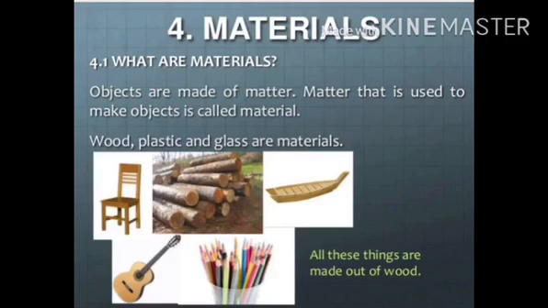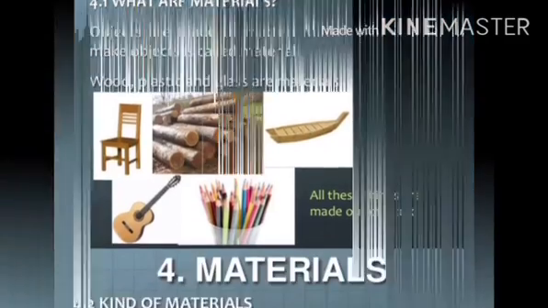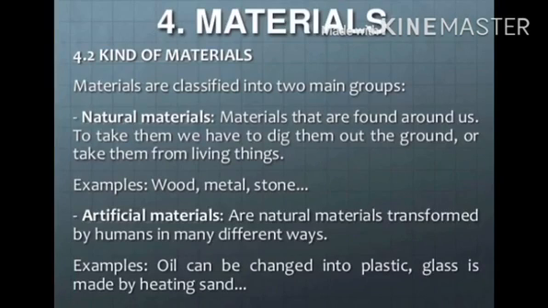Materials may be naturally occurring or man-made. For example, wood, cotton, jute, marble, etc. are naturally occurring materials. Glass, steel, thermocol, plastic, polyester, nylon, etc. are man-made materials. So materials are classified into two main groups: natural materials and artificial materials.